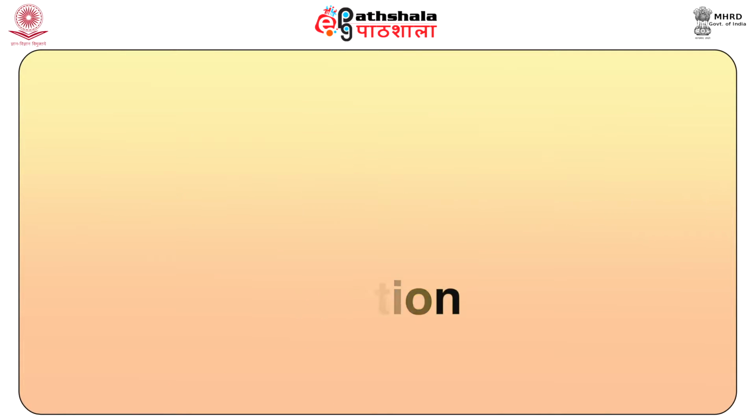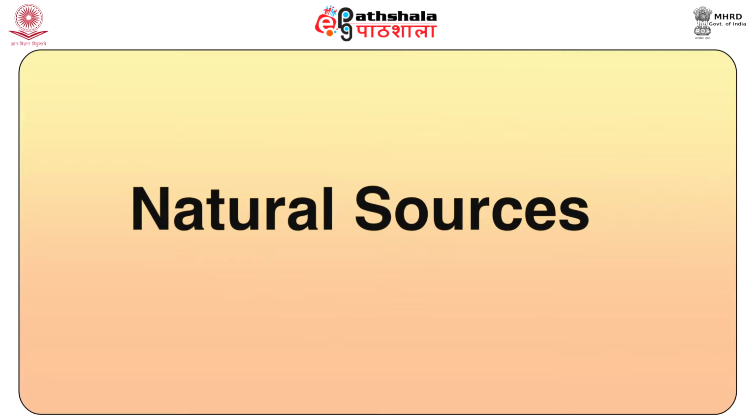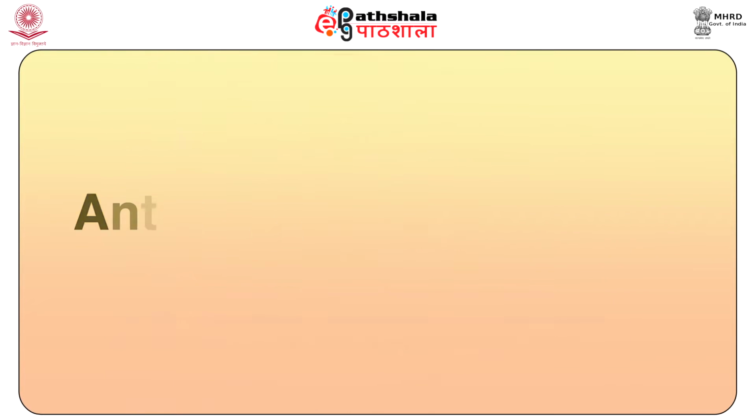Sources of radioactive pollution. Exposure to radiation occurs via sources categorized as natural and anthropogenic. Natural sources comprise cosmic rays and radioactive compounds in the soil and their residues emitted into the air, water, and food. Our body cells also emit natural radiation in the form of K-40. At higher altitudes, the thinning of the atmosphere provides less protection against cosmic rays.